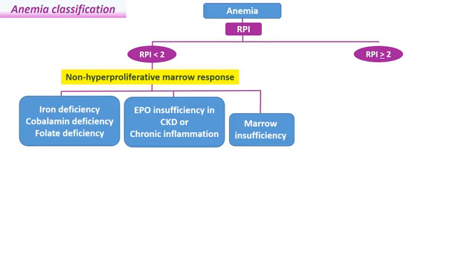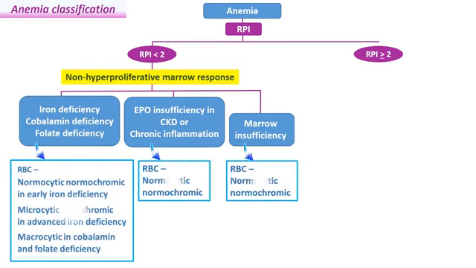What is the RBC pattern? In iron deficiency, it is normocytic normochromic RBC in early iron deficiency, but in advanced iron deficiency, it is microcytic hypochromic RBC. In cobalamin and folate deficiency, it is macrocytic RBC. In erythropoietin insufficiency, it is normocytic normochromic RBC. In marrow insufficiency, it is normocytic normochromic RBC.